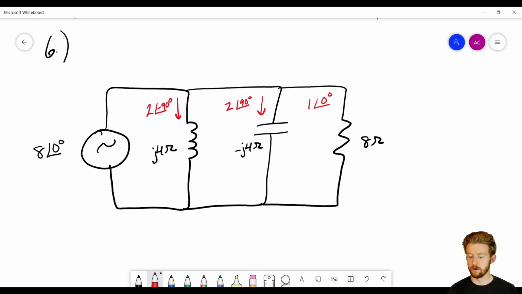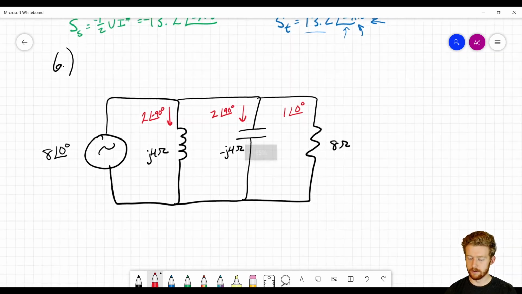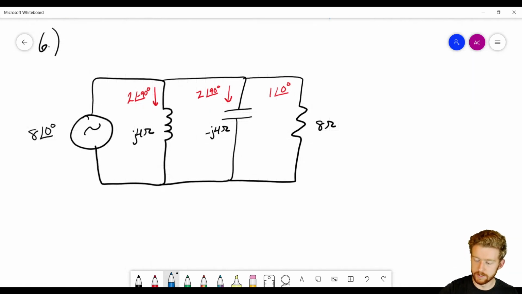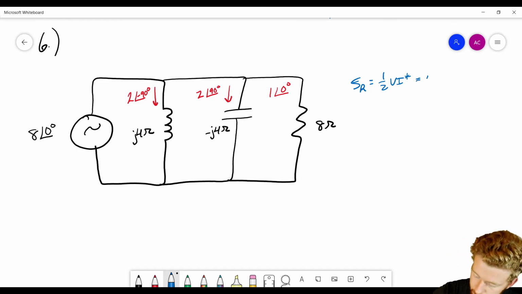So we have a little bit more stuff to calculate here because our circuit's a little bit bigger, has more components, but we know how to do all this stuff. So let's start off with the resistor. Apparent power for the resistor, 1/2 V I conjugate. So if we plug that in, that's going to be 0.5 times V, which is 8 angle 0, times I conjugate, which is going to be 1 angle negative 0. And that's going to give us 4 VA.